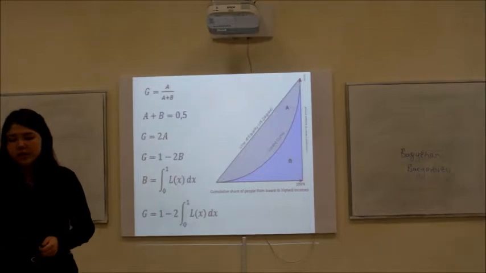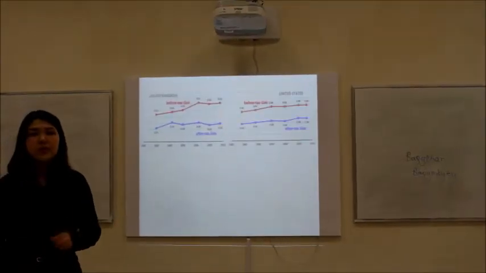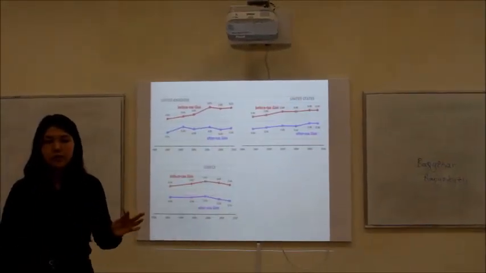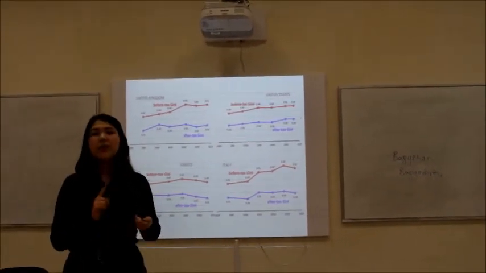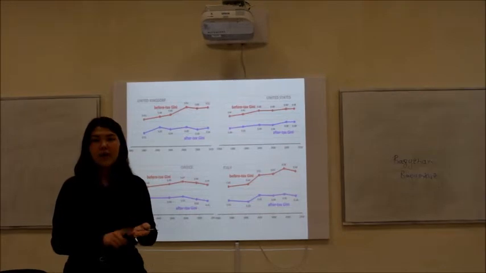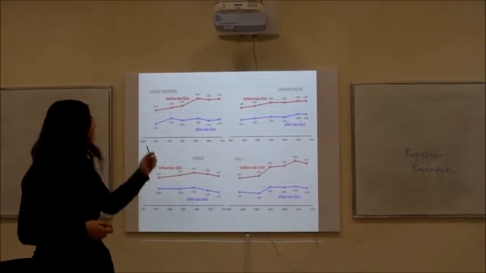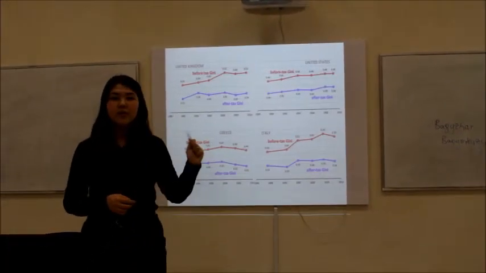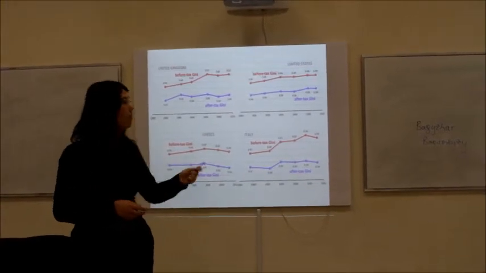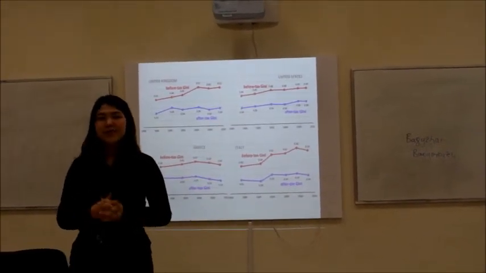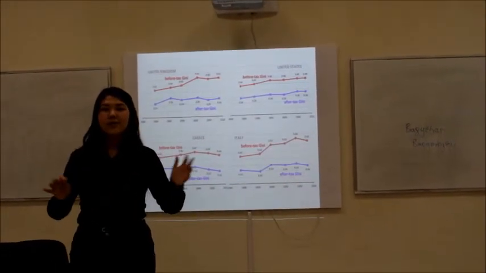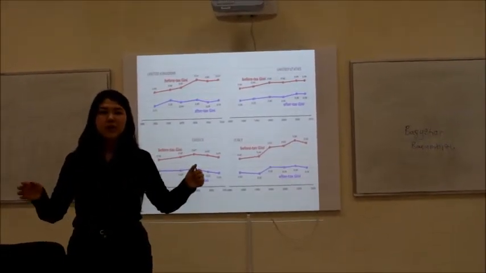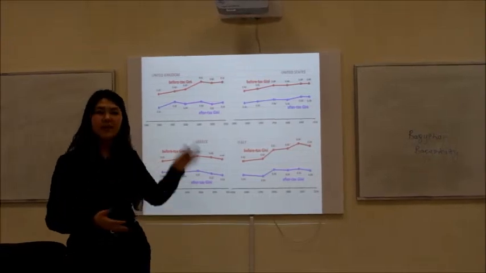And now let's look at some Gini indexes. Here you see 4 Gini indexes: before-tax Gini and after-tax Gini in the United Kingdom, the United States, Greece, and Italy. As you see, after-tax Gini is less than before-tax Gini in every one of the 4 graphs. And this means that these 4 countries held very good politics, which benefited the people living in these countries.